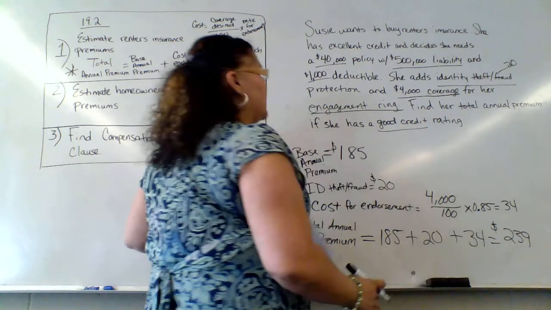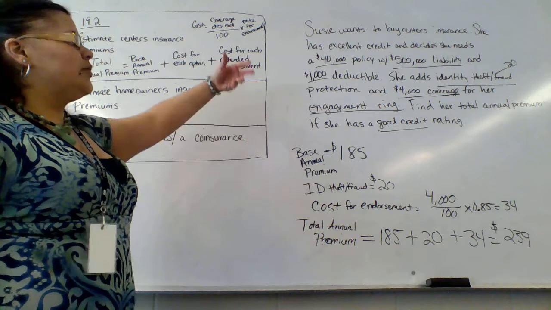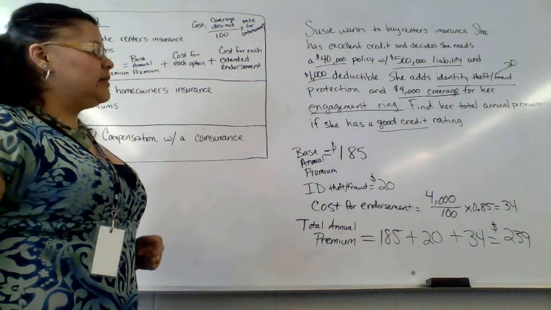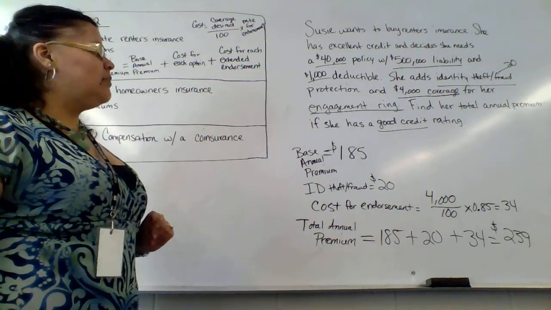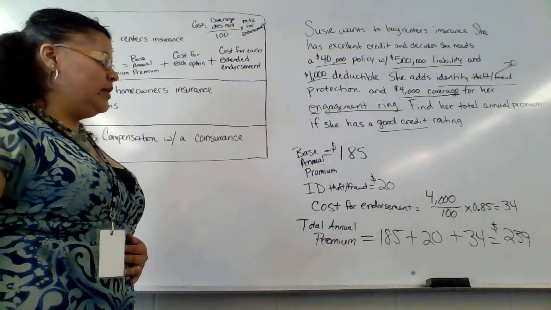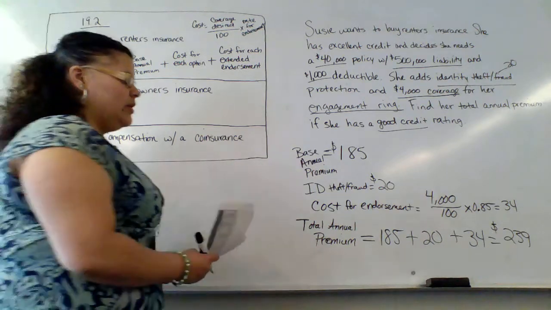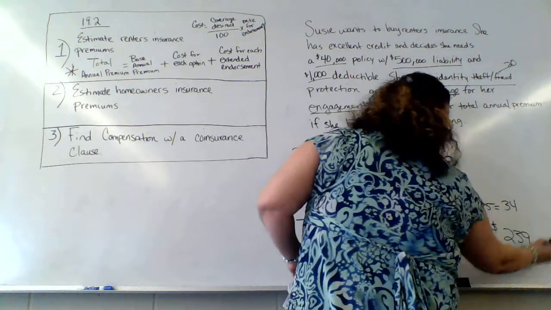So that's what she's going to end up paying for the options that she chose for that $40,000 policy with a $500,000 liability and a $1,000 deductible, and to protect her engagement ring. And because her credit is good, that's the total premium she'll end up having: $239.